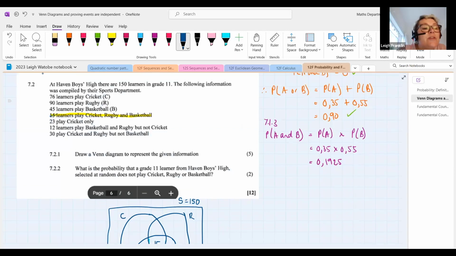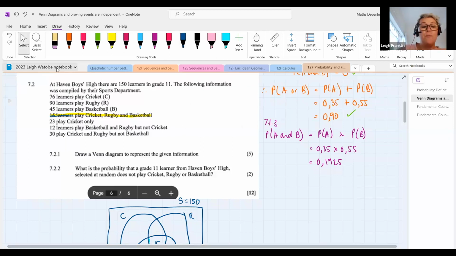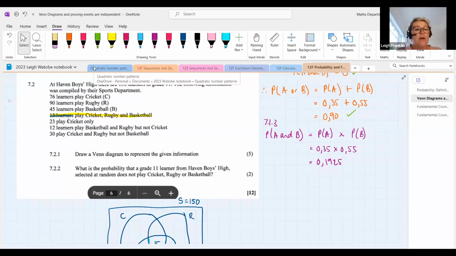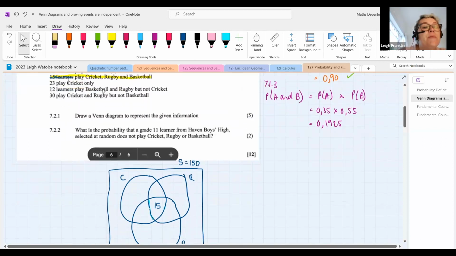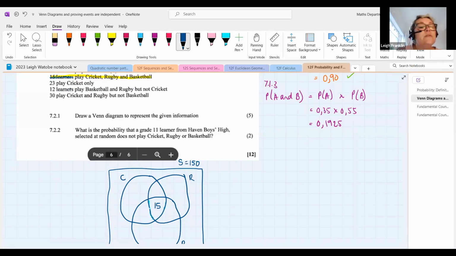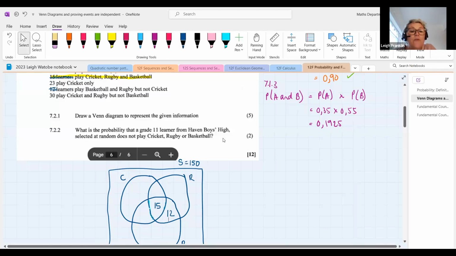What I like to do is just scratch that off so that I know that I've used it. Then I go back. Now you are looking for people that play both sports. So cricket and rugby, or rugby and basketball, or basketball and cricket. Okay, so let's have a look. Those are down at the bottom here. There are 12 learners who play basketball and rugby, but not cricket. So basketball and rugby, but not cricket. That means the 12 will have to go over there.